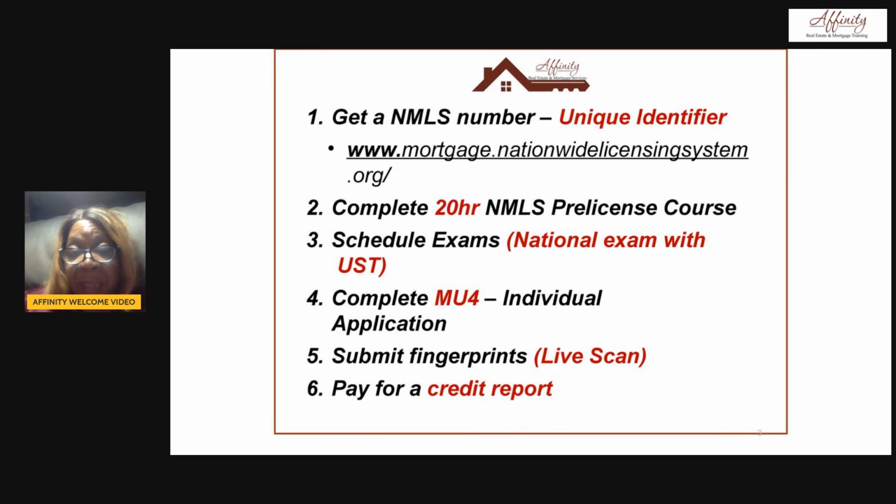After that has been done, you'll be free to schedule your exam. You'll be scheduling the national exam with the UST component. Once you have passed your exam, this is when you will get your individual application completed. The name of your individual application is your MU4. Within that process, you will submit your fingerprints, which you do for the live scan, and that will also be where you will pay for your credit report.